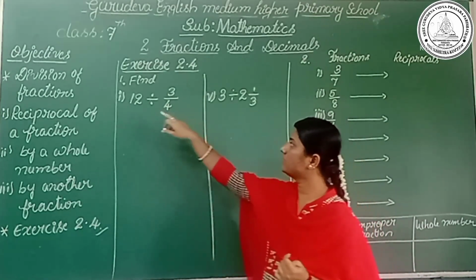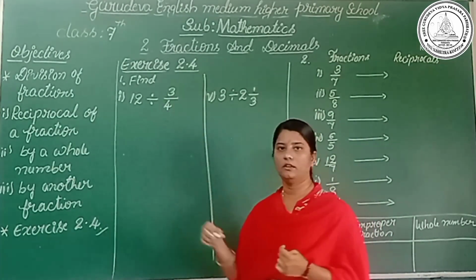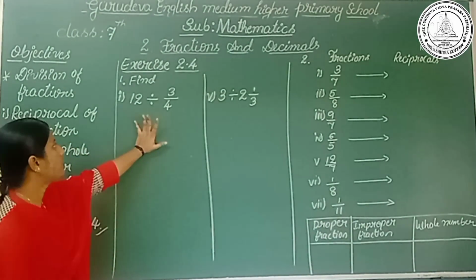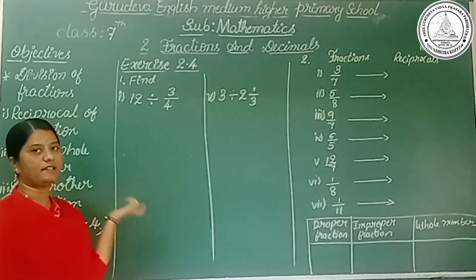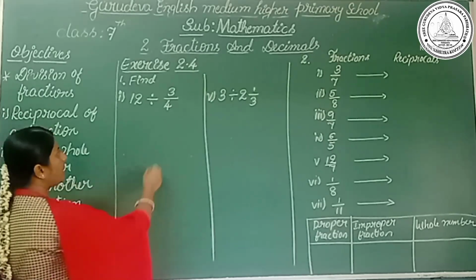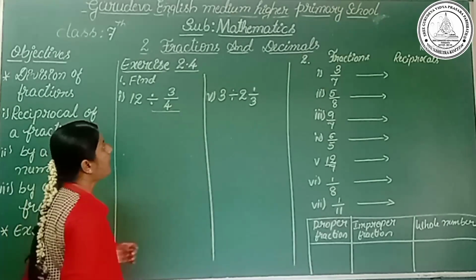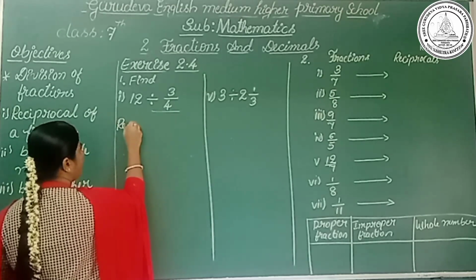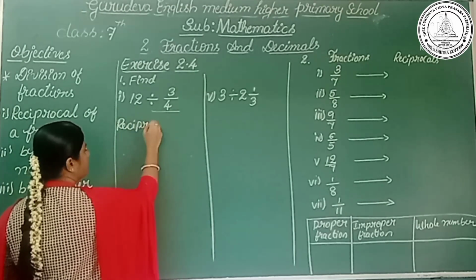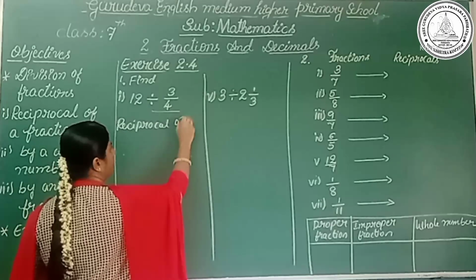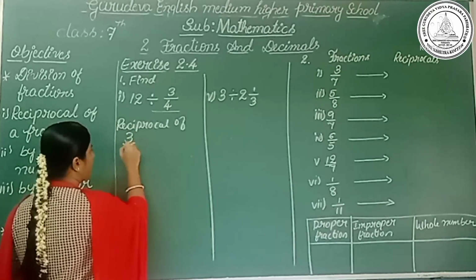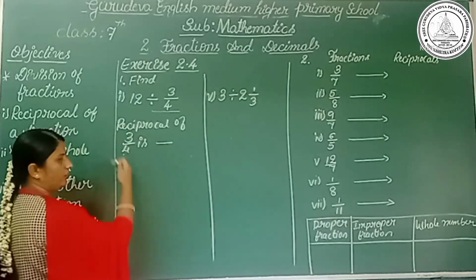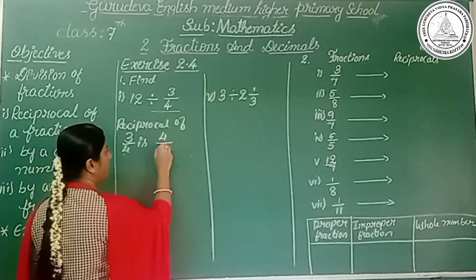So, division by whole numbers: 12 divided by 3 by 4. We have to divide this by taking the reciprocal. So we have to take the reciprocal of the fraction 3 by 4. Reciprocal of 3 by 4 is, change the numerator to the denominator and the denominator to the numerator, 4 by 3.